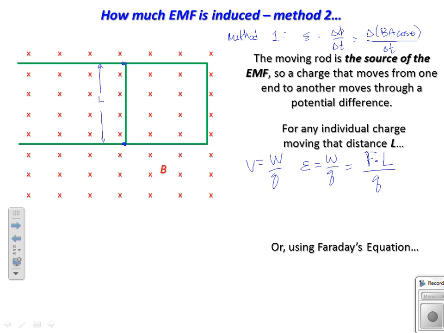Well, the force: this is a moving charge, a charge that was moving this way at a velocity V, in a magnetic field B. So that means that the force is QVB, times L over Q. These charges just drop away, and we have an expression for EMF. It's V, B, L.